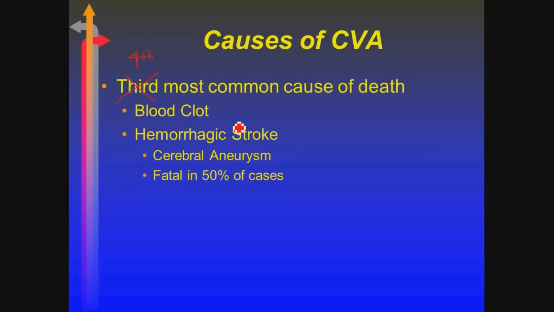But she came in at 8 a.m. She couldn't go to school because she had this humongous headache. Mom brought her in. She was dead by 9. Just bled out. She had a huge cerebral bleed. So usually it's a cerebral aneurysm.